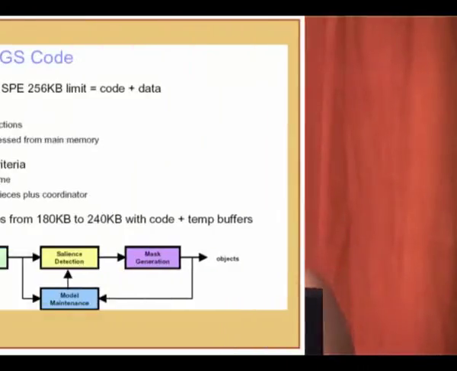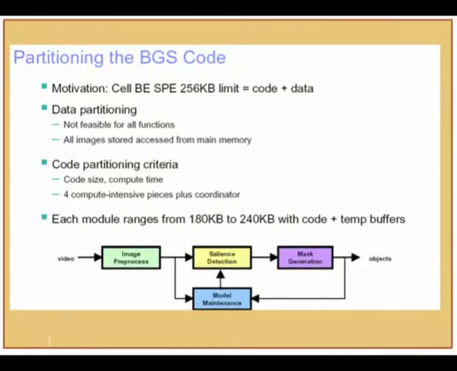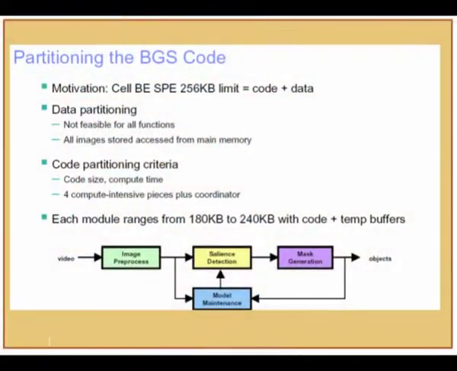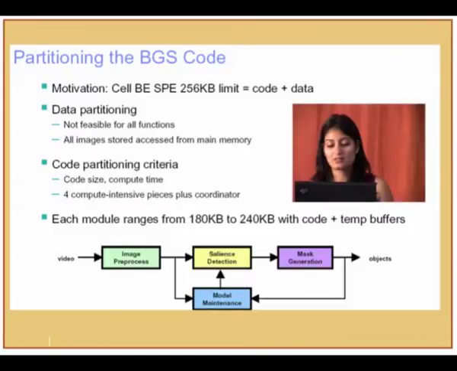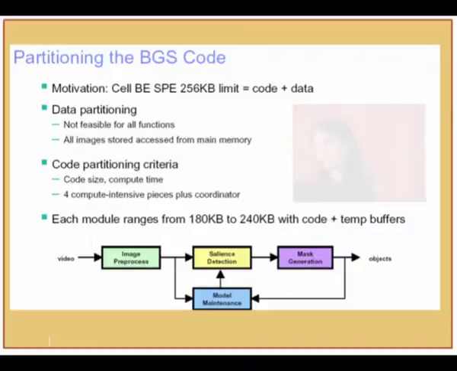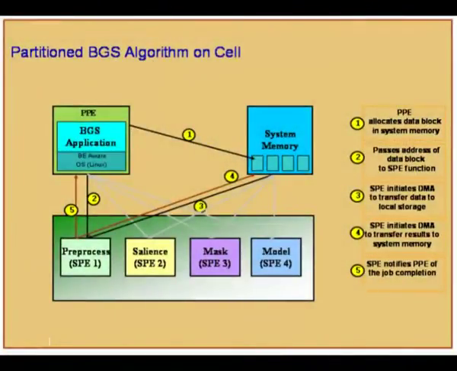So this is what we finally did. Data partitioning was not feasible for all functions, so all images are accessed from main memory. Code partitioning criteria: code size and compute time are the two key criteria for the code partitioning strategy. We figured out there are 4 compute-intensive pieces, plus the coordinator. Each module ranges from 180 kilobytes to 240 kilobytes, with code and the temporary buffers that we had used. And this was the final application process that we came out with.